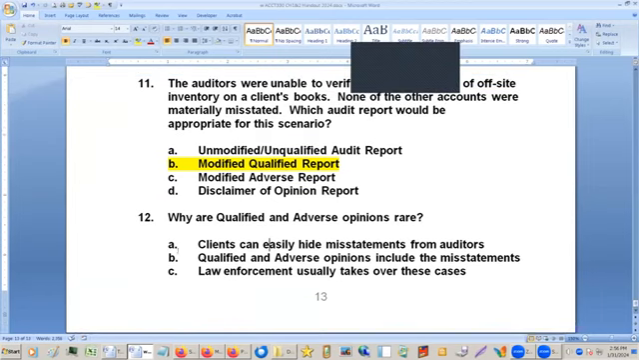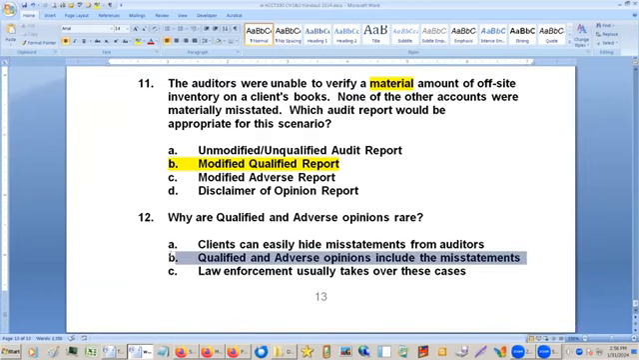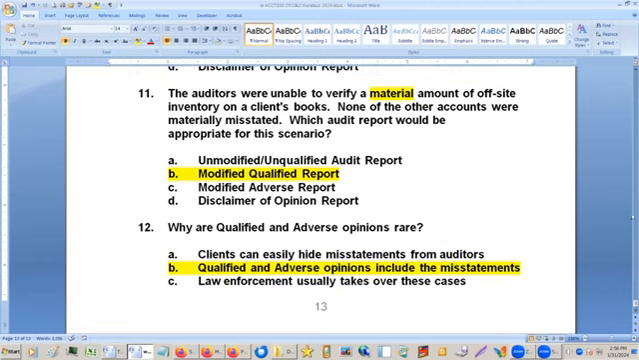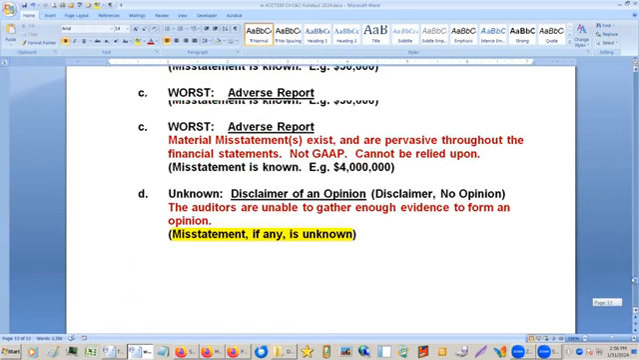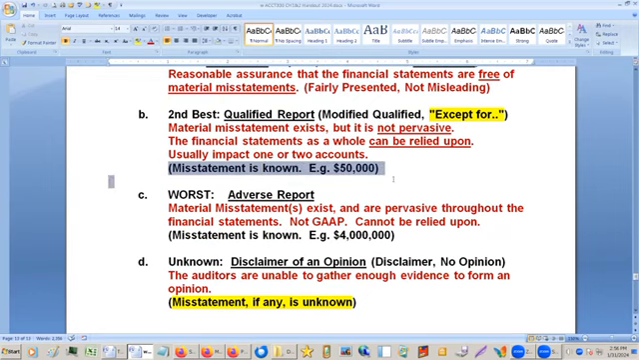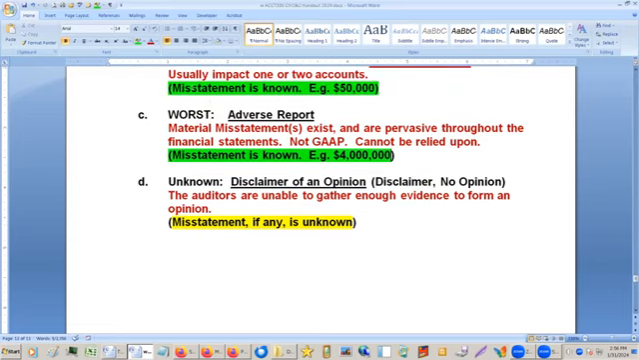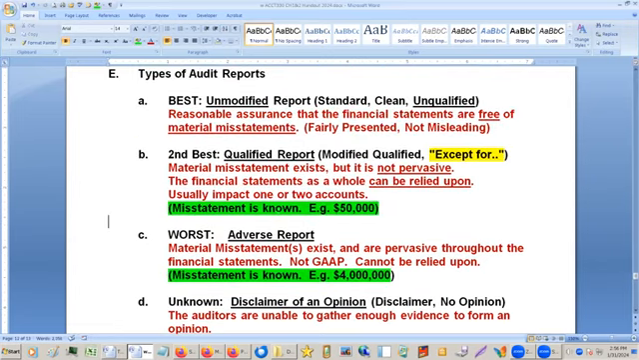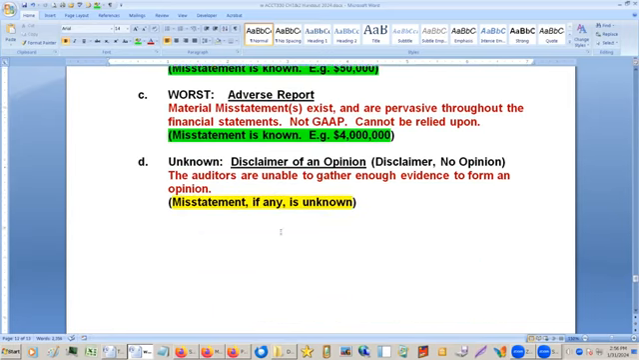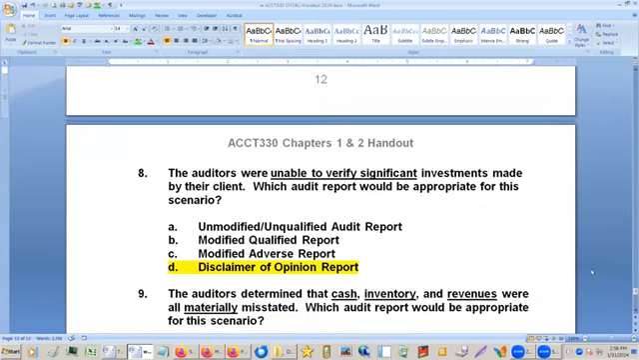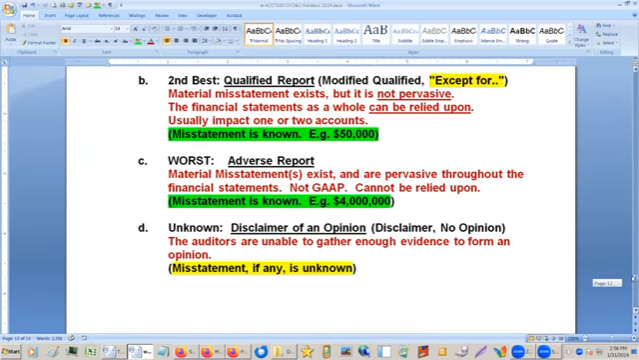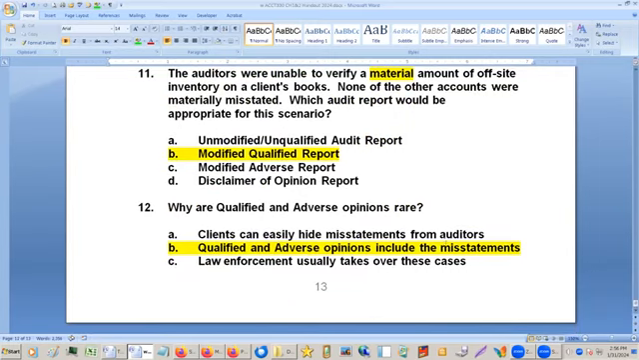Qualified and adverse opinions are rare because they include the misstatements. They'll actually include the misstatements in the amounts. Here, let me show you. Back up here. Because these are known and they're put right in the report itself, the misstatement is actually shown in the audit report. They're not going to be able to hide it. So if you find a misstatement, it's fairly rare that they will not go ahead and change it.